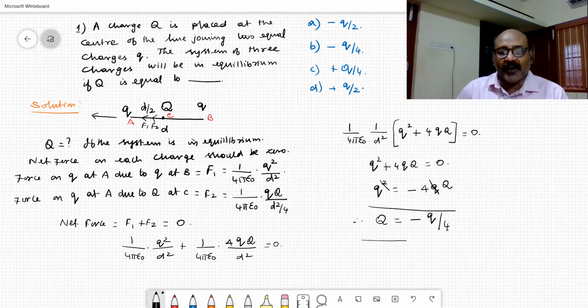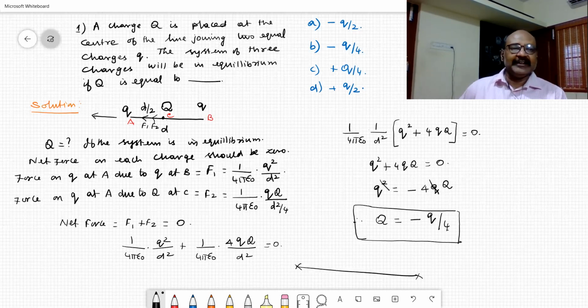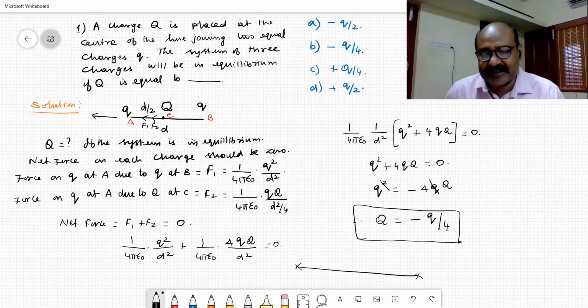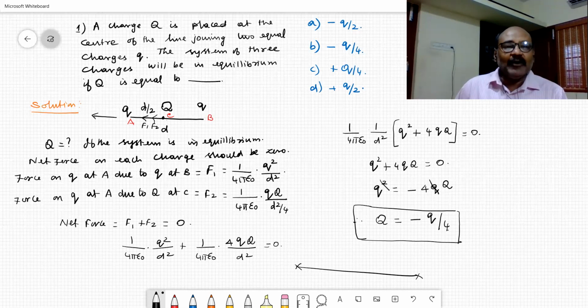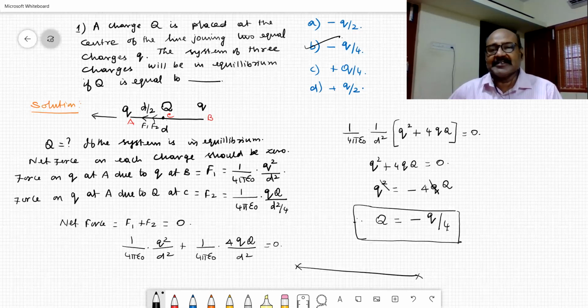So this is the answer that we are able to get on simplification. In order to keep the three charges, considered to be the system of charges, in equilibrium, the charge that is placed at the center point C is minus of small q divided by 4. So the option B is taken to be correct.